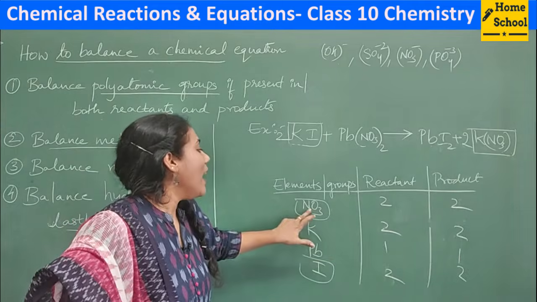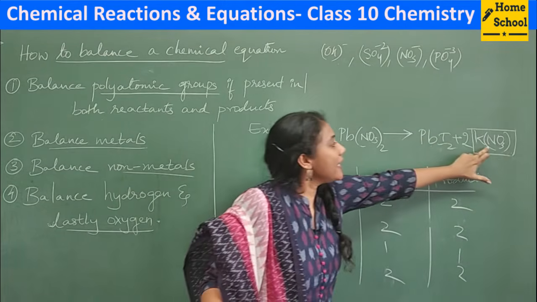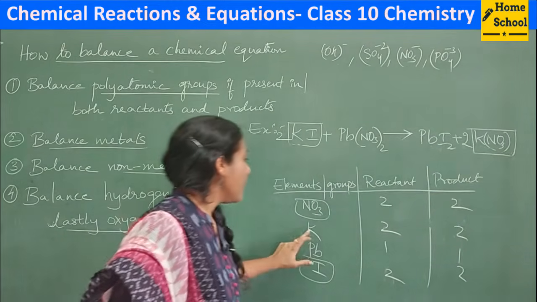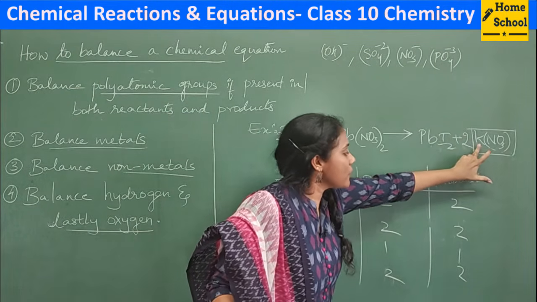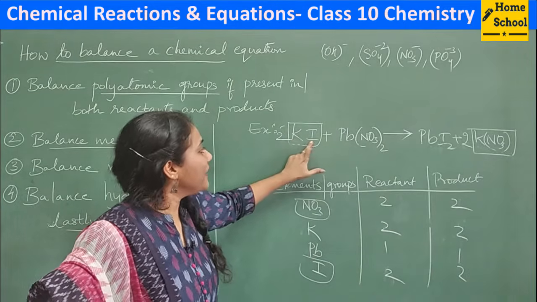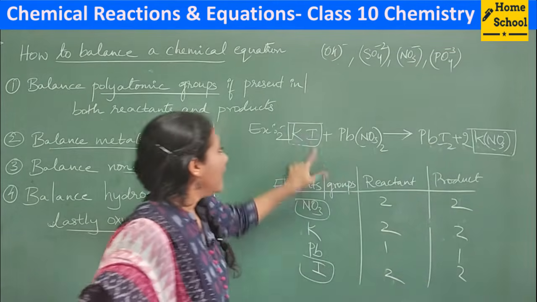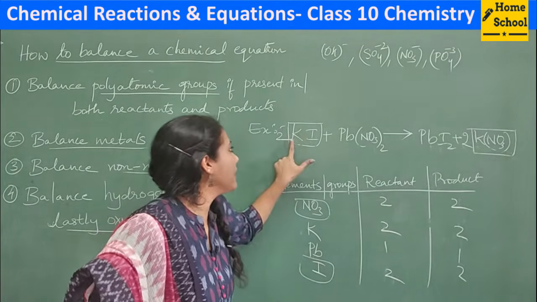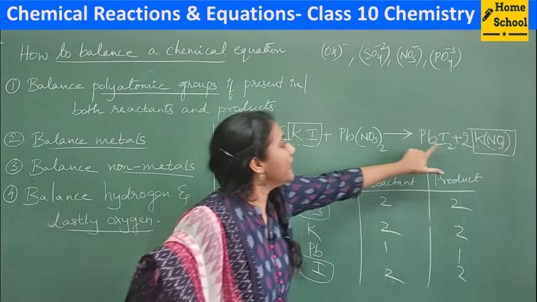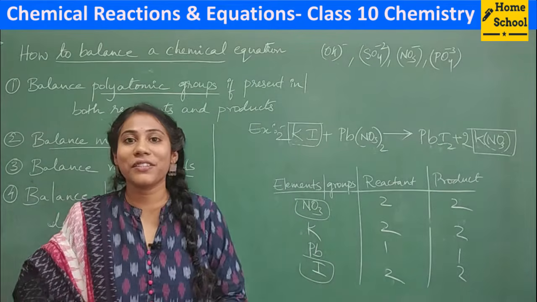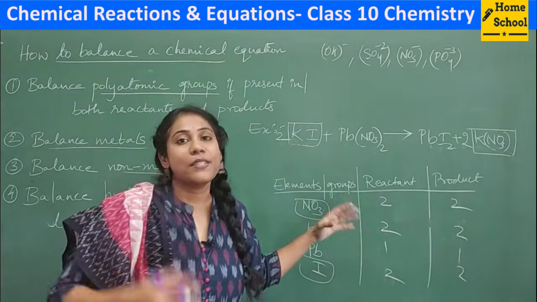So once again you check how many nitrate groups are there in the reactant side? 2. How many groups are there now in the product side? 2. Balanced. How many potassiums are there? 2. And how many potassiums are there? This 2 belongs to this also now. 2. Fine. And how many iodines are there? How many lead atoms are there? 1. How many lead atoms are there? 1. And how many iodines are there? 2 here. Okay, this 2 belongs to this iodine also, not only to the potassium. And how many iodines are there? 2. Equation balanced. Okay, so this is how you carefully follow the rules and balance one by one.